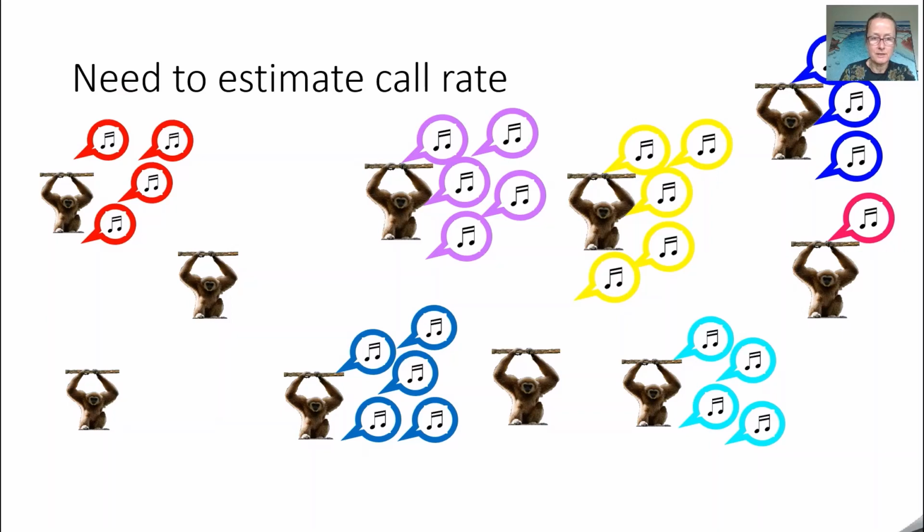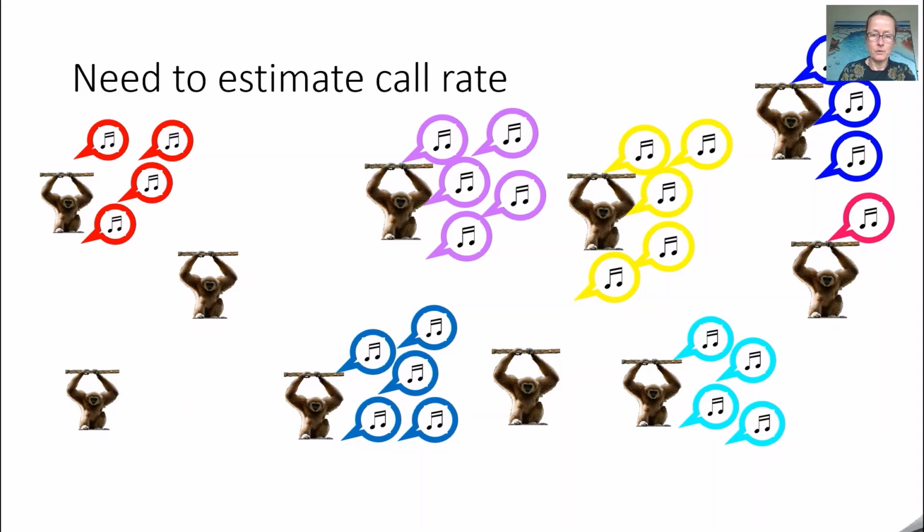However, we do need to estimate an additional parameter, and that is call rate. But we only need to do that if we're interested in turning call density into animal or group density, but we're generally interested in doing that because that's more informative than simply call density.